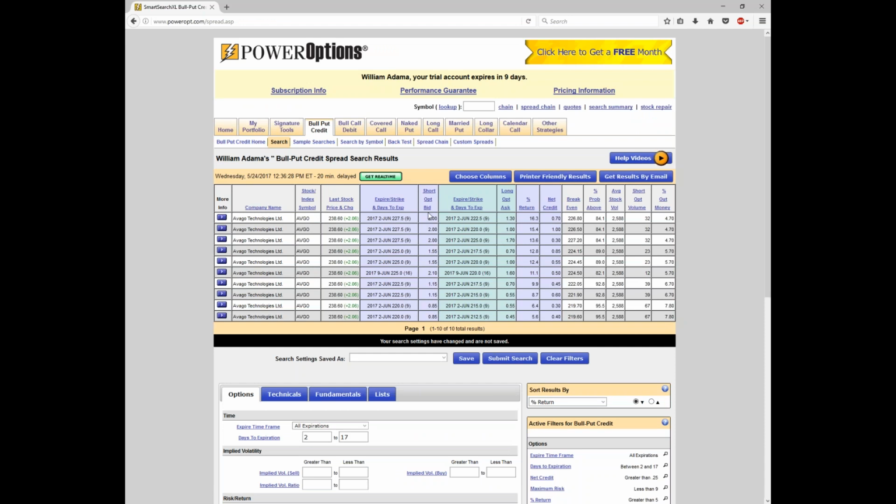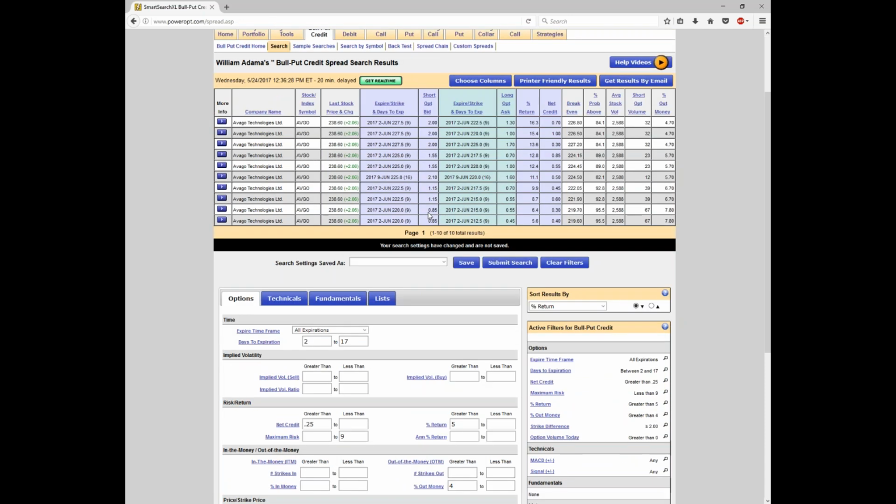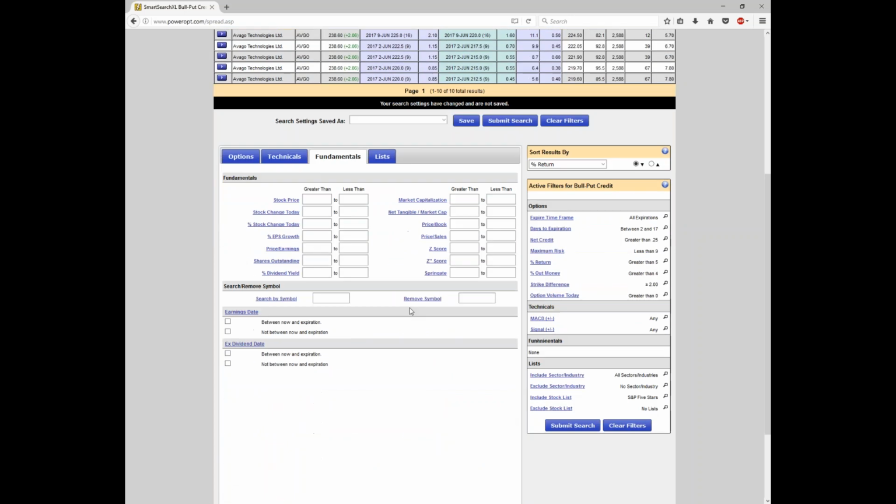Okay, now my list is dominated by a single stock, Avago. But for doing a bull put spread, I'd probably want to do something else, wouldn't I? What is the one thing that I want to avoid with a vertical spread, a bull put or a bear call, even an iron condor? I want to avoid any surprise that could cause the stock to swing wildly against my expectations. So the first thing I'm going to do is go into fundamentals.